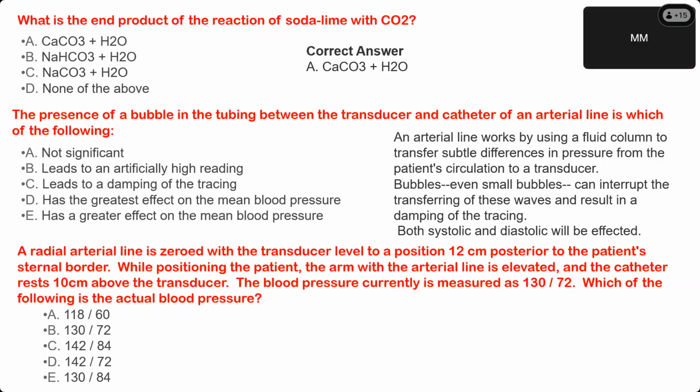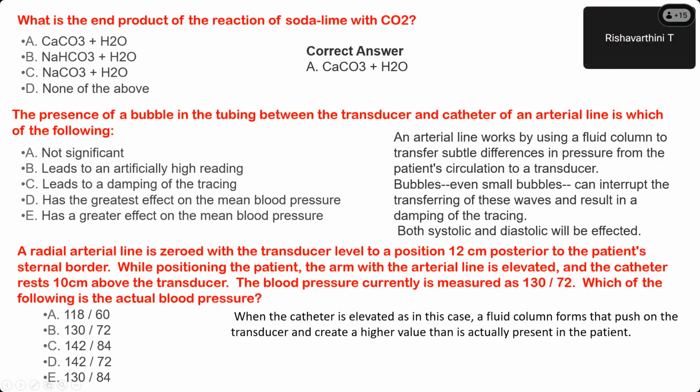So you mean to say it will increase? Yes, sir. B, sir, 137. It was zeroed 12 centimeter posterior to the patient. Now it is elevated 10 centimeter. There will be a fall in the BP. A, sir. A, 118 by 60.